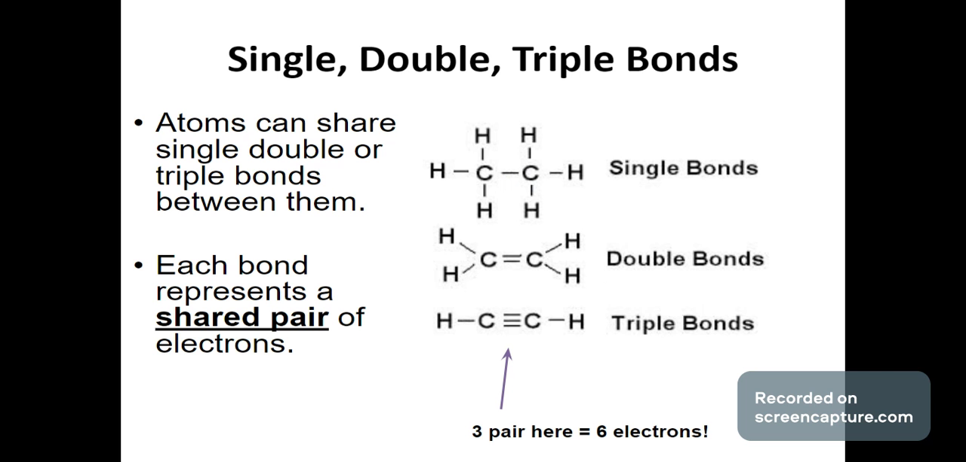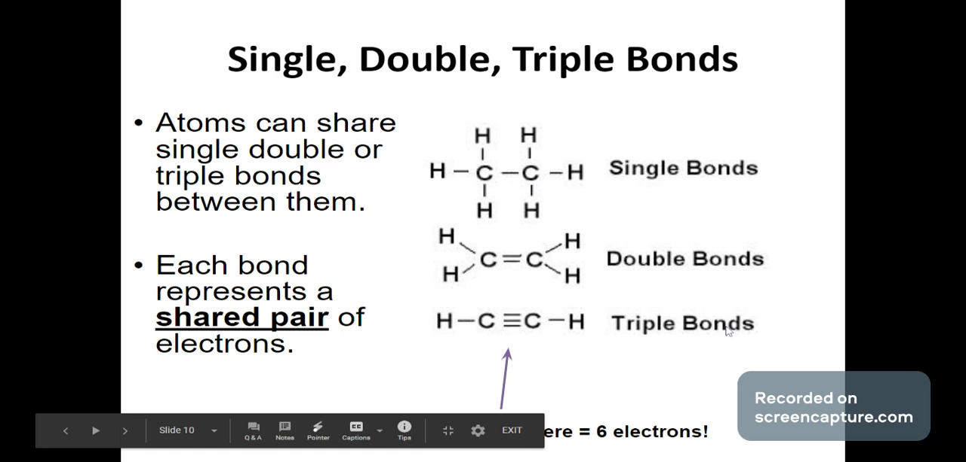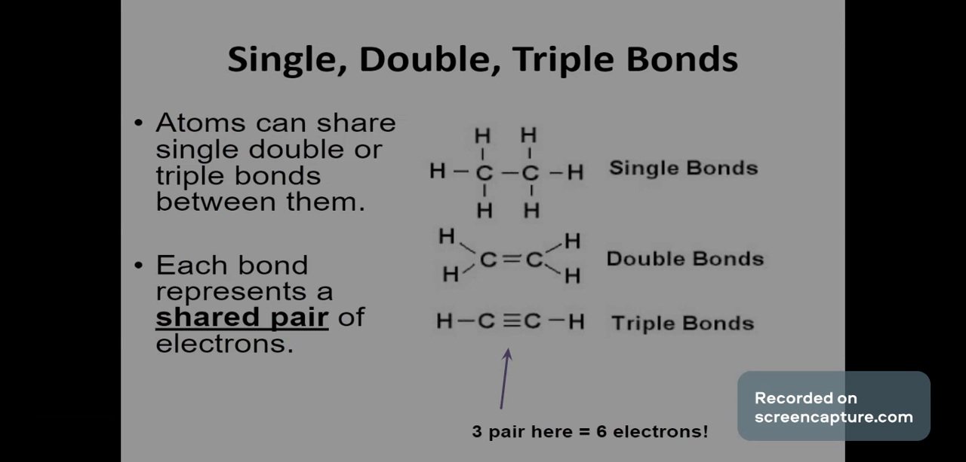Now, keep in mind, each bond is a pair of 2 electrons working together. So there's 1 electron from each of the carbon atoms that's being put together here for this bond, and the same with the rest of them. And therefore, if you have 3 pairs for a triple bond, you have 6 electrons being used. So let's look at H2 right here as an example.